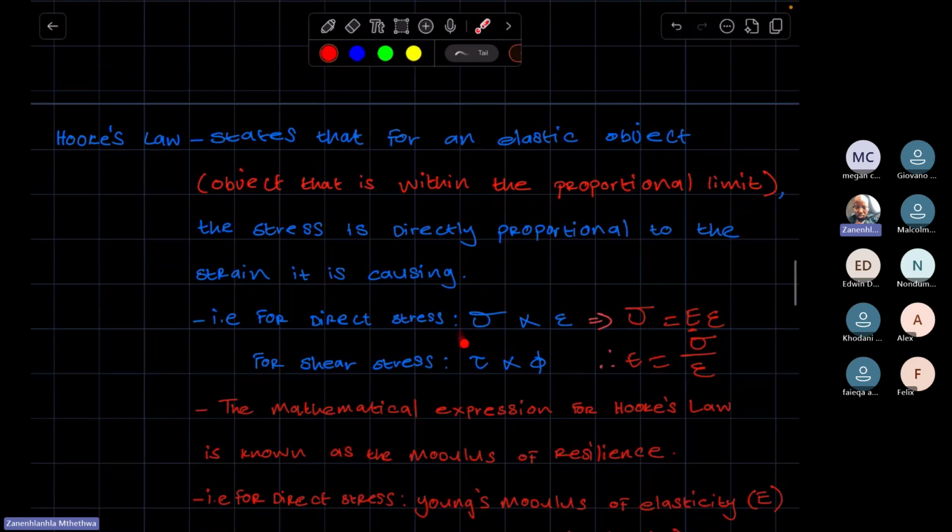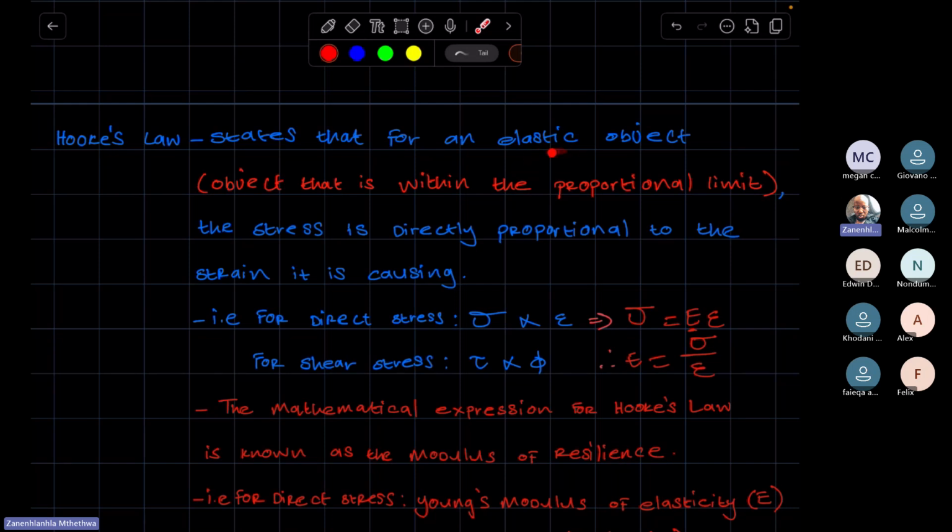So mathematically, this is how you express it. Stress is directly proportional to strain. This symbol is known as a proportionality sign, right? Hence, we're able to say that stress is directly proportional to the strain, bearing in mind, of course, that that is only possible when the material is still in its elastic region, or if the material is still elastic, right?